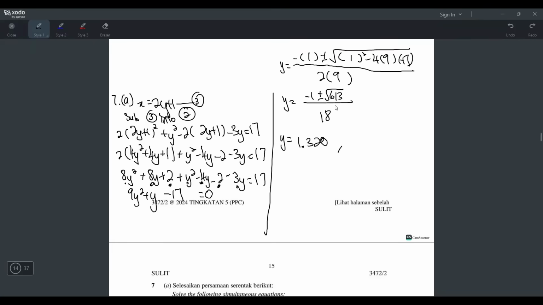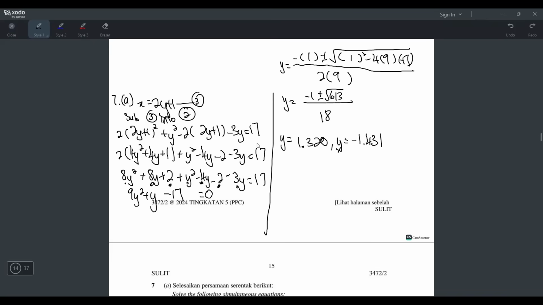The other one will be negative 1 minus square root 613 equal, and then answer divide 18. Okay, if you write in 3 decimal places, it will be negative 1.431. Negative 1.431. Okay, I'll just write y equals like this, comma.